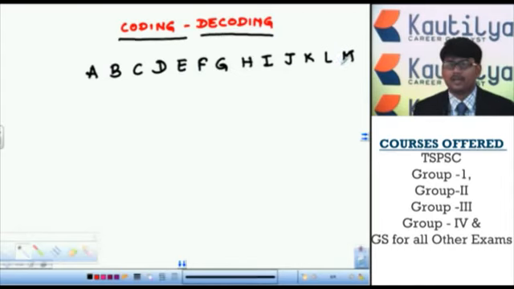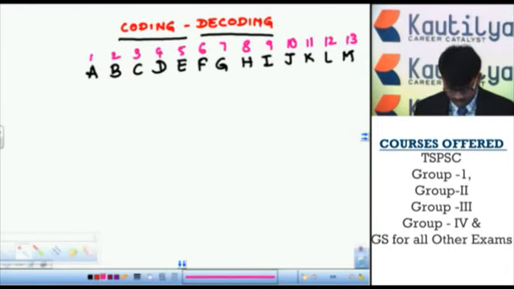First you have to write down A to M letters in one row, that is the first half of the alphabet. Then you have to give the places for those letters: A for 1, B for 2, C for 3, D for 4, E for 5, F for 6, G for 7, H for 8, I for 9, J for 10, K for 11, L for 12, M for 13. These letters we write from left to right. Then the second half of the alphabet, N to Z, we have to write from right to left.